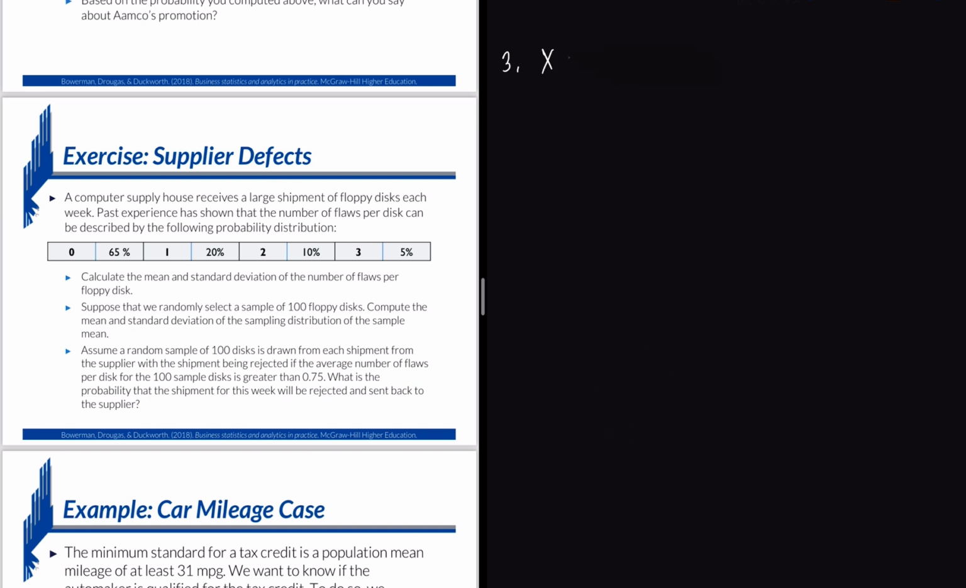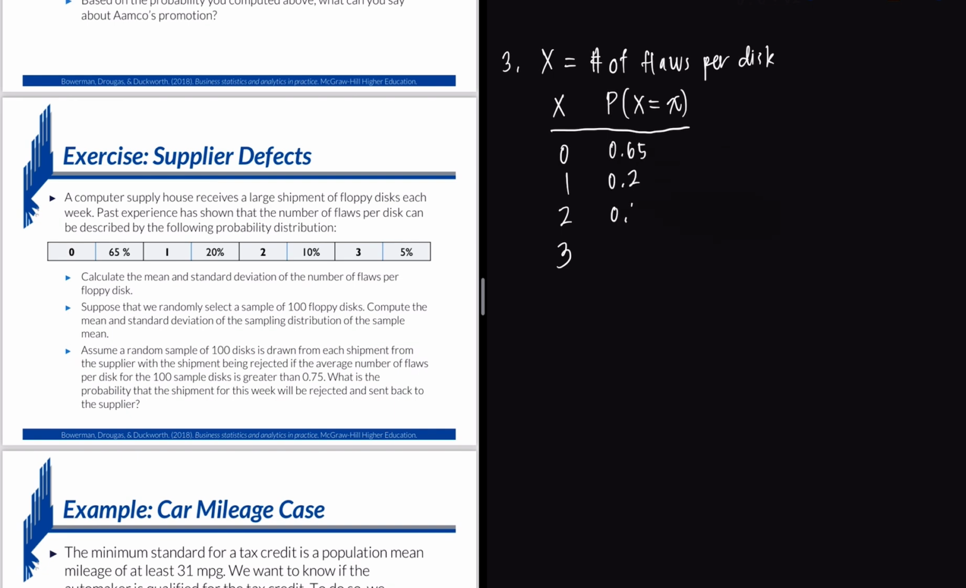So again, X here pertains to the number of flaws per disk, and the probability distribution is given. So again, we have the following values of X and their corresponding probabilities. So we have 0, 1, 2, and 3, and the probabilities are 0.65, 0.2, 0.1, and 0.05. So the first question is, calculate the mean and the standard deviation of the number of flaws per floppy disk.